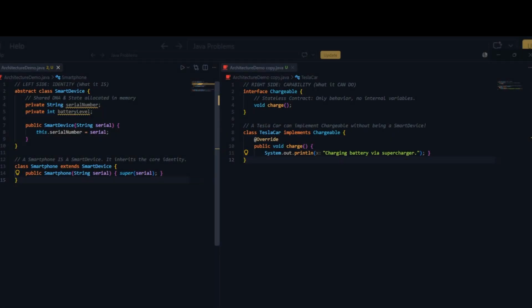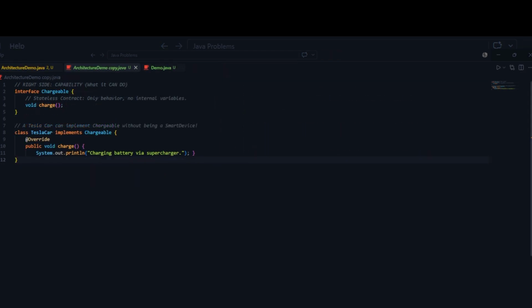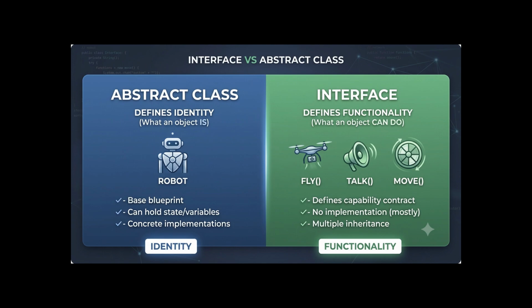When junior developers use abstract classes for everything, they create tight coupling. They accidentally lock their software code into rigid, unchangeable, and fragile family trees that eventually collapse. But when you architect with interfaces, you break those structural chains, allowing completely unrelated systems to interact seamlessly and scale without weight.